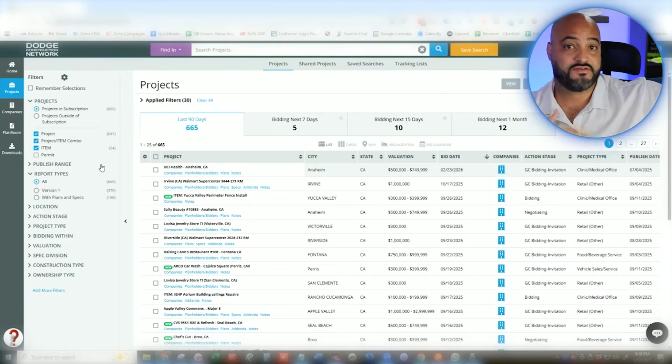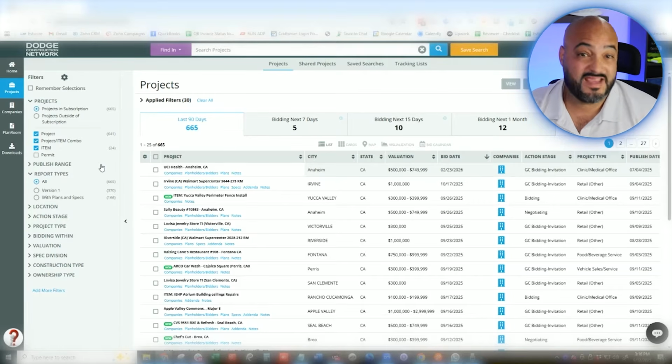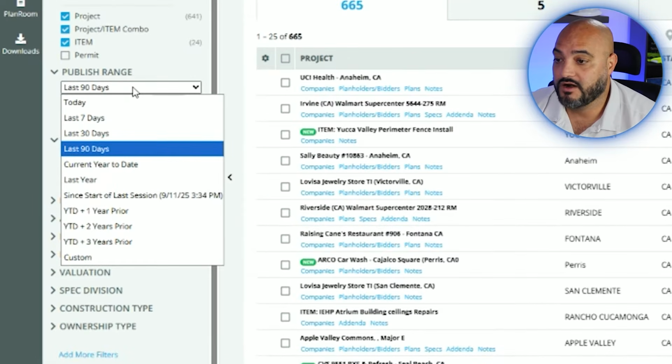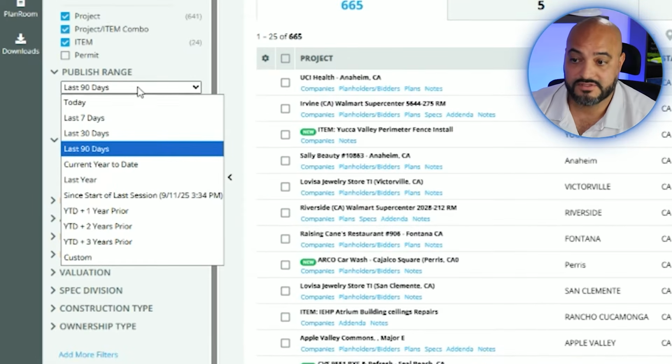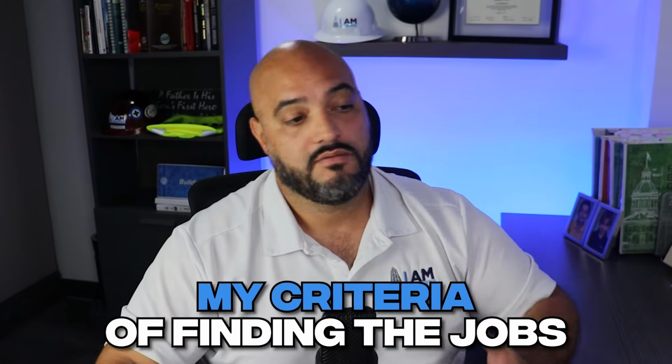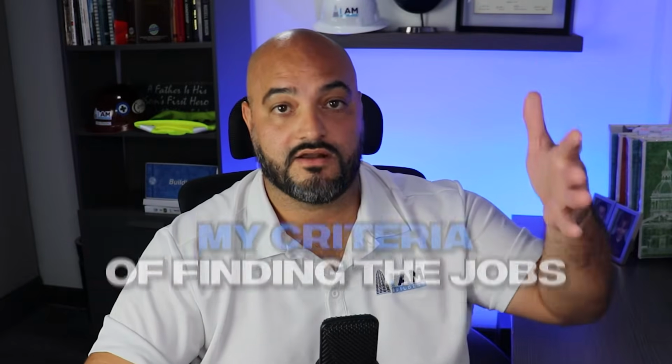Huge jobs like multifamily type can take more than a year and a half to even be awarded or even start. So we want to consider that when we're looking at our published range, when we're targeting the types of jobs. And in a second, I'm going to show you my criteria of how to find the jobs. But first, I want to give you the rundown of how these filters work.